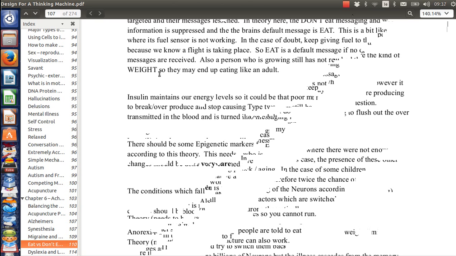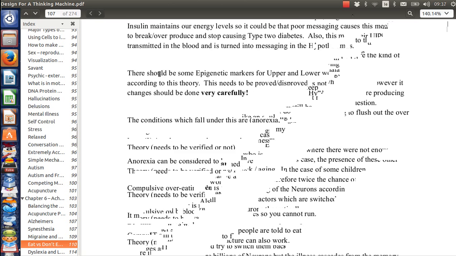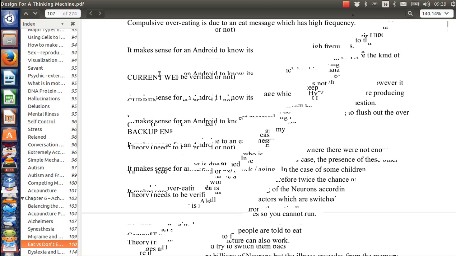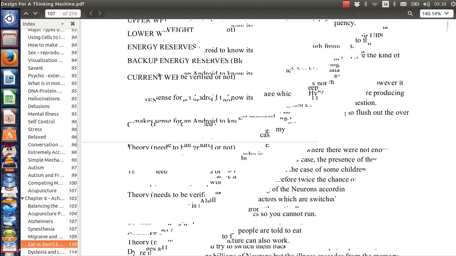You may put on battery packs or something and say, okay, no more energy, please, I'm at my upper energy level, my upper weight range. So it would be good for an Android to know its current weight, upper and lower weight, its energy reserves, and its backup energy reserves.